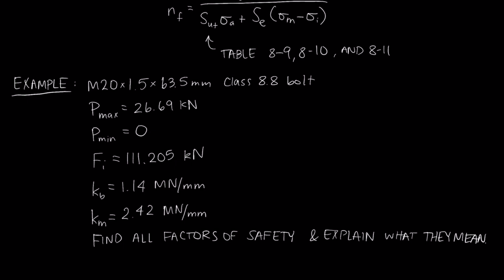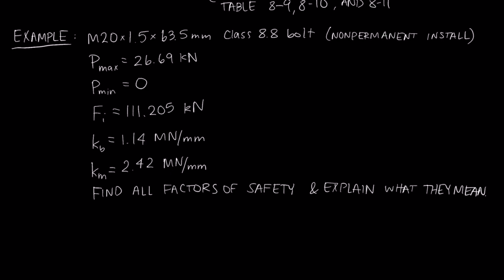The bolt is 1.14 meganewtons per millimeter, and the members have a stiffness of 2.42 meganewtons per millimeter. And we're simply asked to find all factors of safety for this joint and explain what they mean. Okay, and one more thing I almost forgot. This is a non-permanent installation of this bolt. All right, so with all of this information, let's get started.